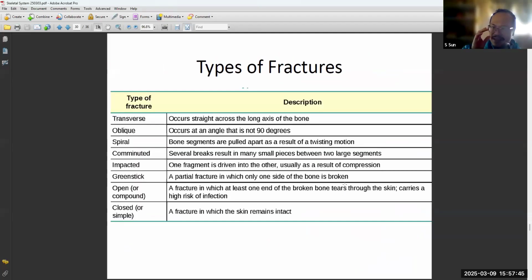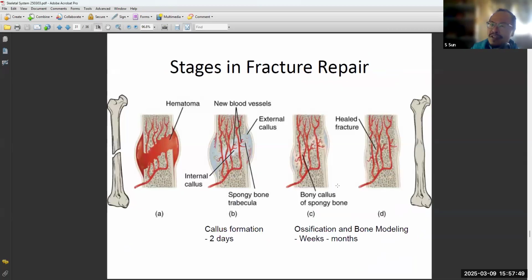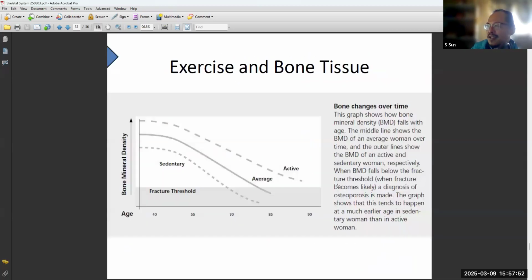I know you guys are young and healthy, but you need to prepare. When we get older, year after year, your bone density will gradually decay. Here is bone mineral density. This one is the fracture threshold, which means it's easy to get broken. It's kind of scary, right? Your bone is pretty strong, but past this threshold, it's very easy to break.